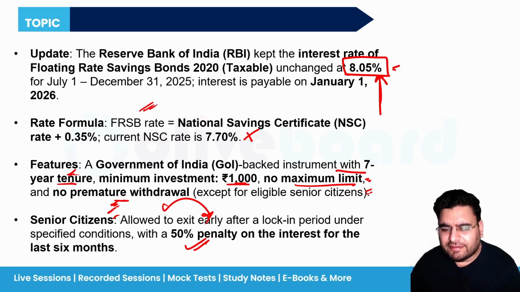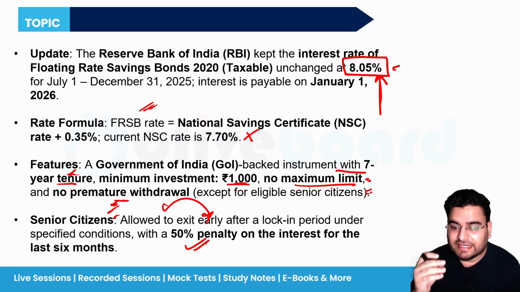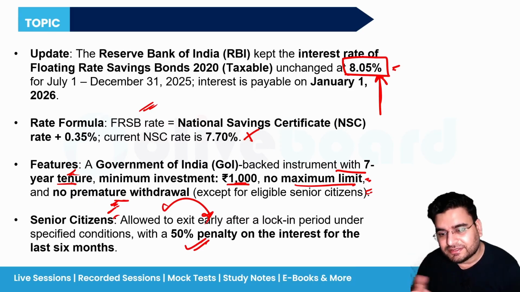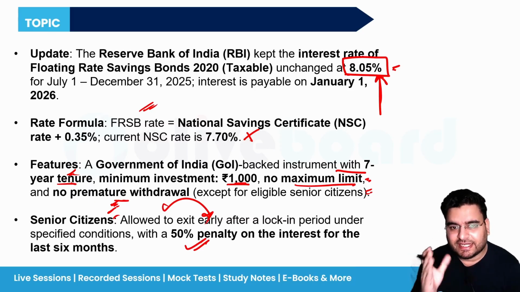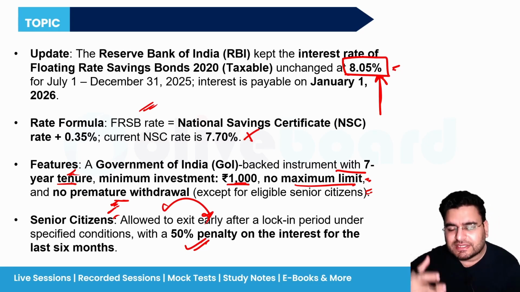Nowadays, FDs are actually not very attractive. Reason? Very low interest rate. Inflation rate is somewhere around 6% and your FD rate is 7%, so how much return are you getting? 1%. But again, FD is very secure. Your principal amount is safe. But people nowadays are shifting towards other avenues where they can get more interest.